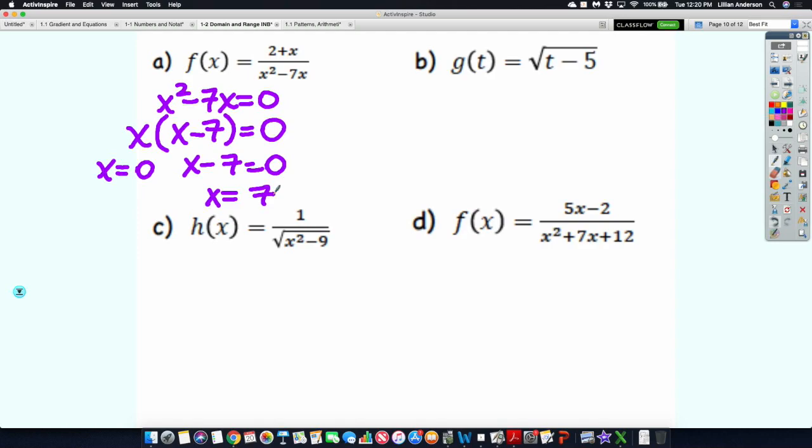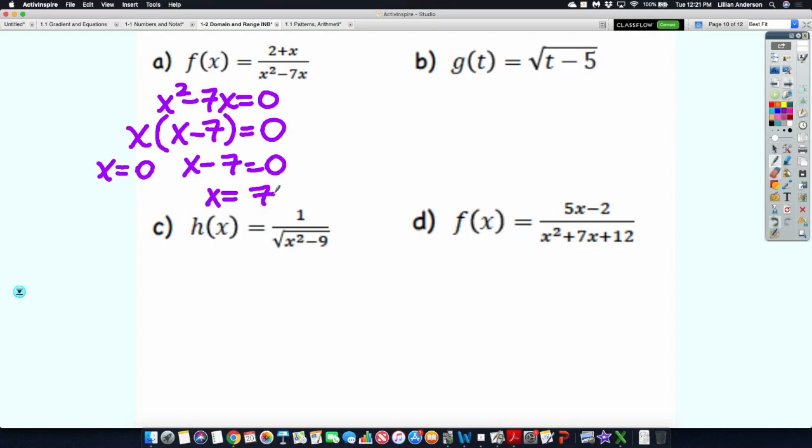So at this point, we're almost done. We just have to write what the domain is. Now, 0 and 7 are the two numbers that make the denominator 0, and it won't always be 2. Sometimes it might be 1, sometimes it might be 3, it just depends on what's in the denominator. But 0 and 7 are the two numbers in this case that make the denominator 0. So we want to include every other number except 0 and 7. Every other number except 0 and 7 is part of our domain.